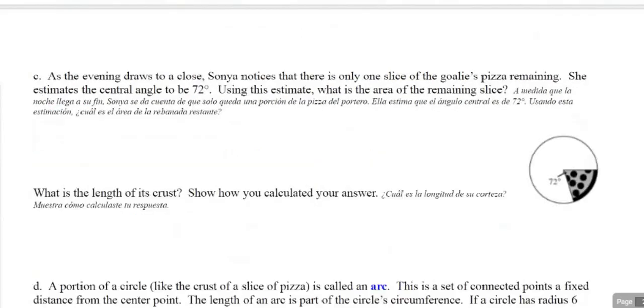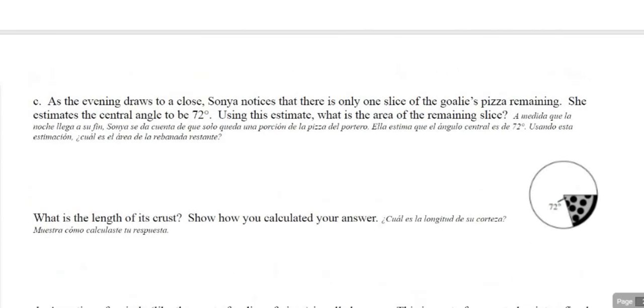Cool, moving on. As the evening draws to a close, Sonia notices that there's only one slice of the goalie's pizza remaining. She estimates the central angle to be 72 degrees. We use this estimate. What is the area of the remaining slice? Since we're talking about the goalie's pizza, I remember that the goalie's pizza had a radius of 10. That's from the first problem. So we've got a radius of 10 and a central angle of 72 degrees. And the question is, what is the area of the remaining pizza slice?